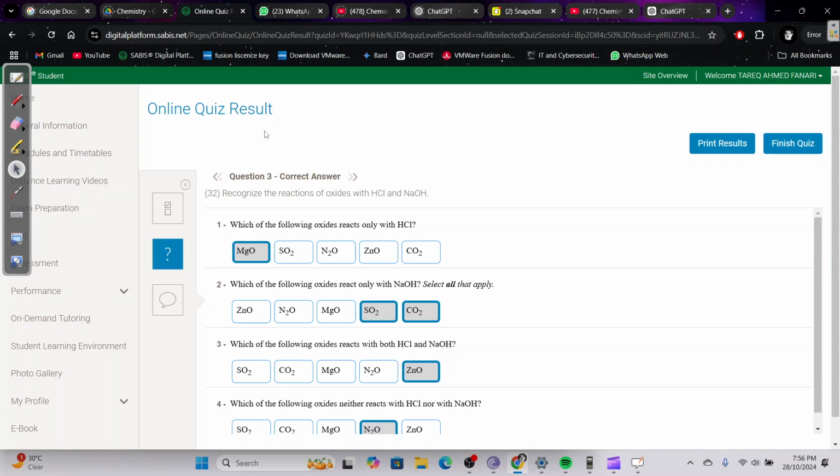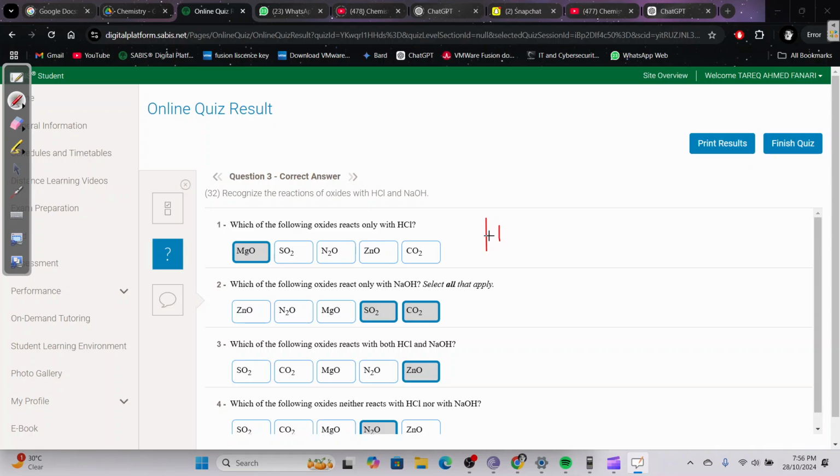Question 3. Which of the following oxides only react with HCl? HCl is an acid. Remember we said it gives off hydrogen ions. So again, bases react with acids. So you're going to find the basic oxide, which is MgO. SO2 is non-metallic, so this is going to be acidic. This is going to be neutral, one of our neutral oxides. This is amphoteric, and amphoteric reacts with both acids and bases. But here they said only, not HCl and NaOH, which is part 3 here. They only said HCl, so no. And this one's acidic, so obviously not.